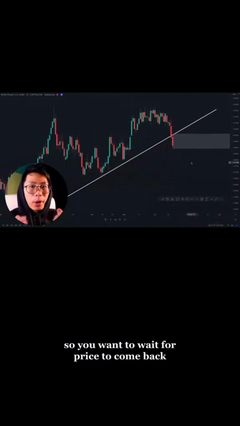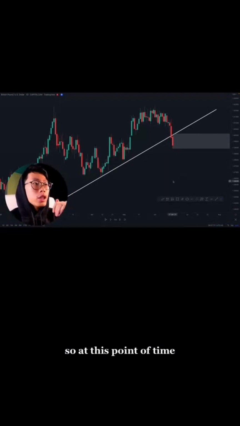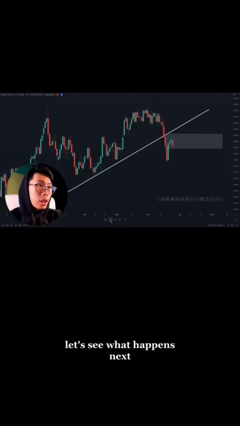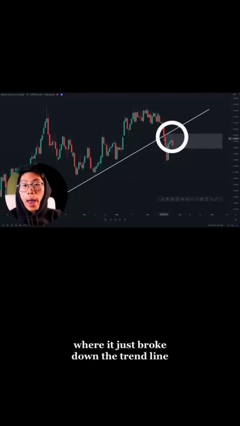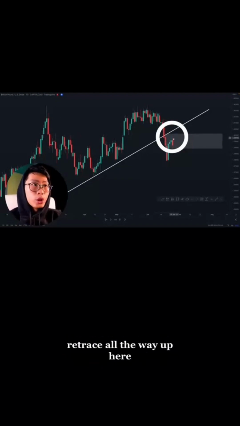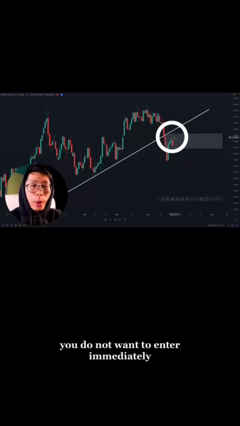So you want to wait for price to come back to the candle that broke out of the trend line. So at this point of time, let's see what happens next. You can see price has finally come back up to this candle where it just broke out of the trend line. Just retrace all the way up here. At this point of time, remember, you still want to be patient. You do not want to enter immediately when price comes back to this area here.